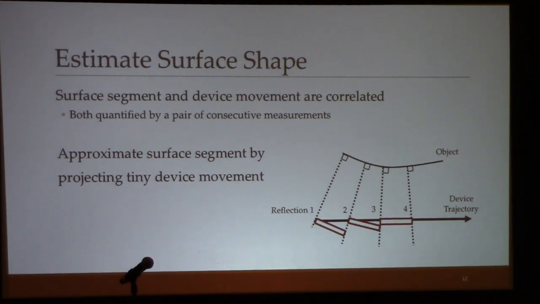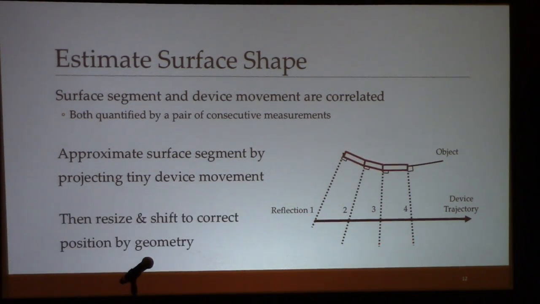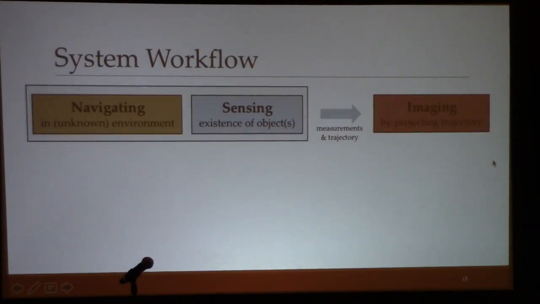Remember that the surface segments are naturally connected, so we also make sure to connect the estimated segments during the projection. This will ensure the estimated surface shape has the same geometric properties as the actual surface. Then by geometry, we can resize and shift it to the correct position. So that's how we did imaging.